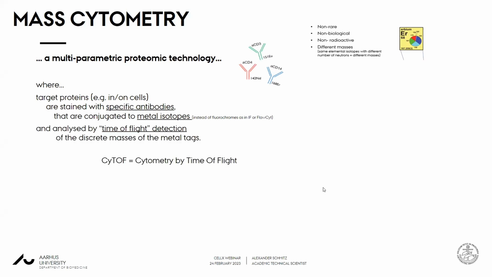And then these proteins are analyzed by time of flight detection of the discrete masses of the metal tags, and not by fluorescence as you would do in flow cytometry. So that's why it's also called cytometry by time of flight. And our Cyto machine can operate in two switchable modes.